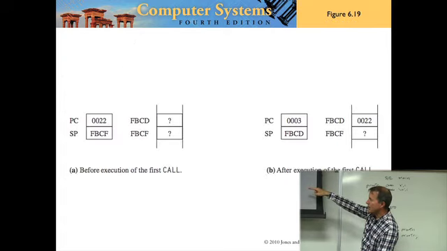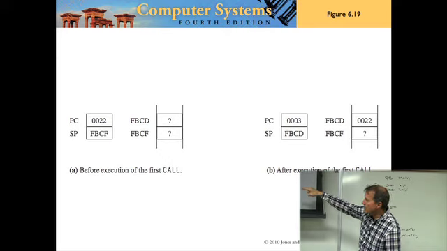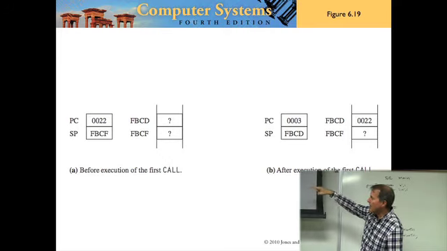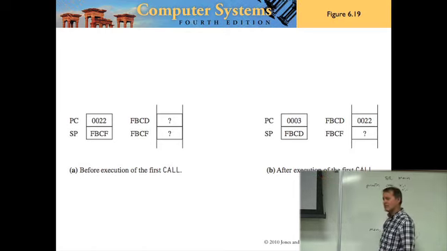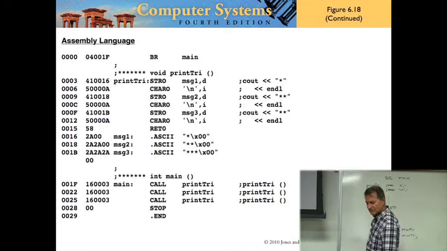So that means that when we execute the call, the program counter has 0022 and the stack pointer is at FBCF. Then after you execute it, the 0022 is what's on the stack. Does everybody see how to read that from this listing? Are you with me?